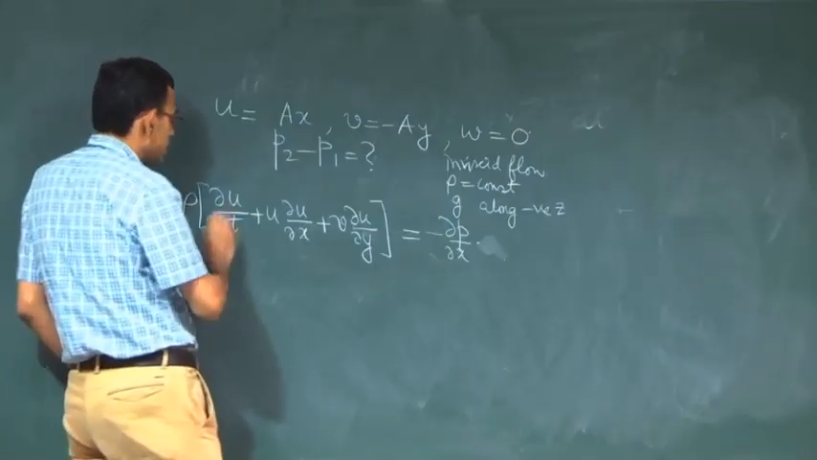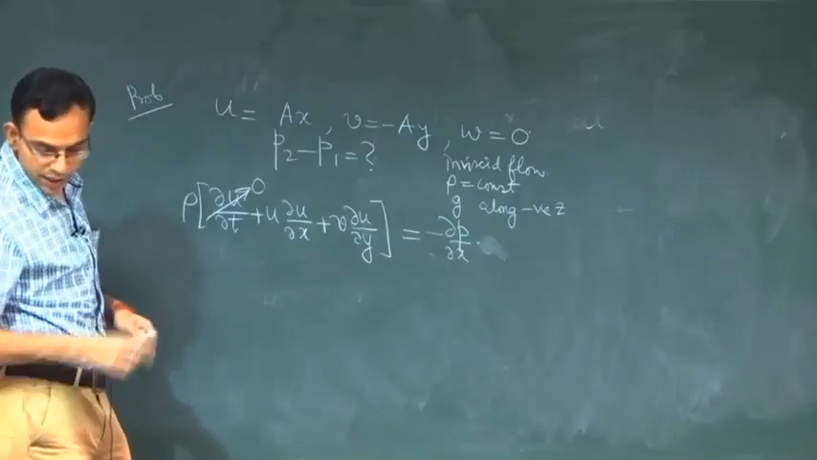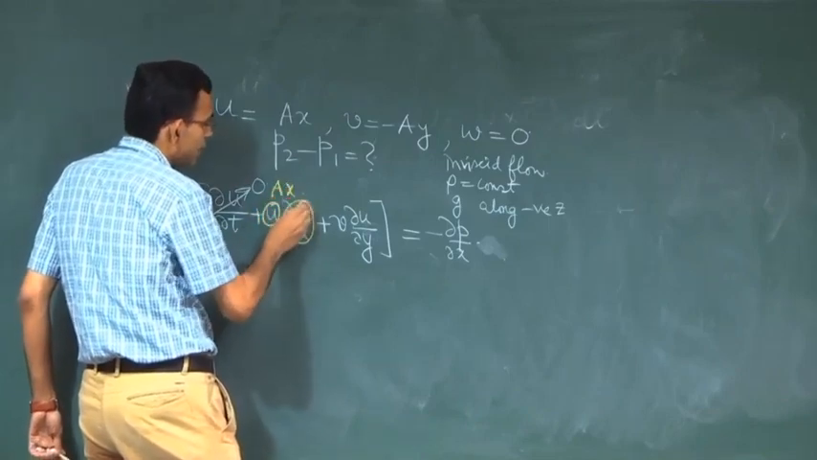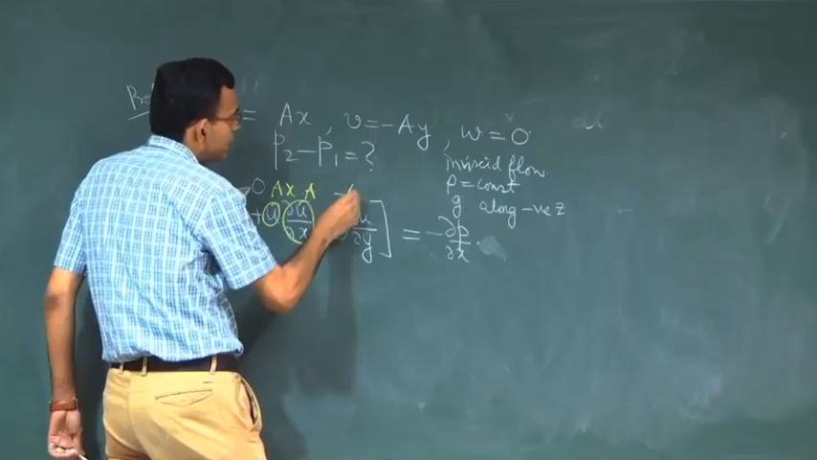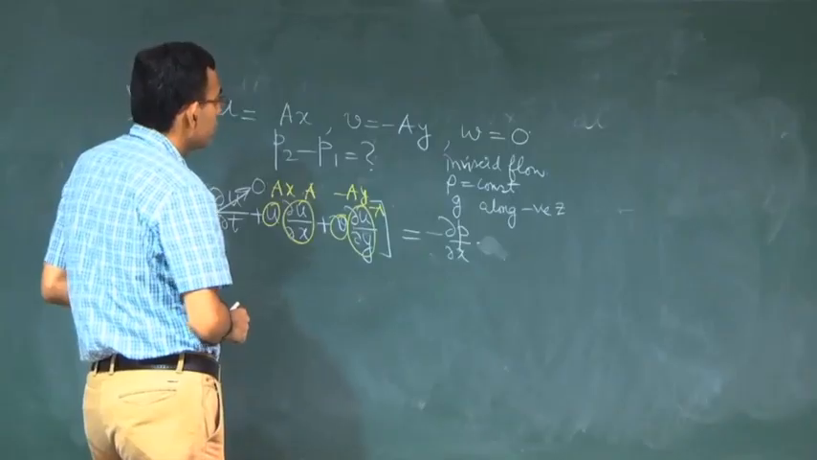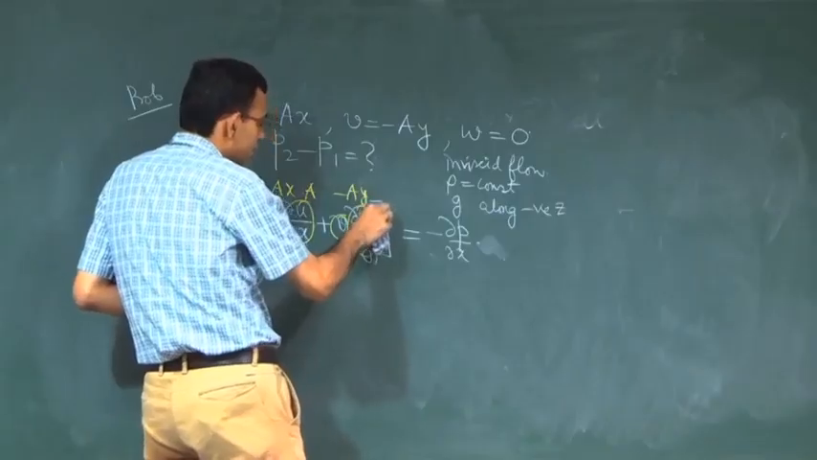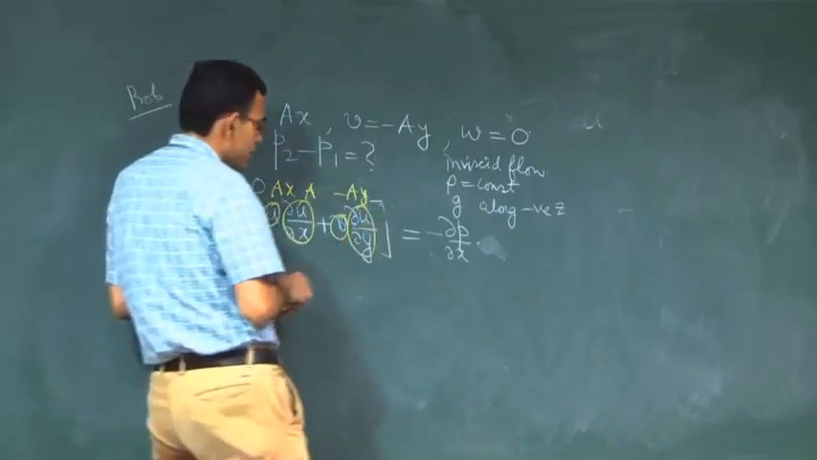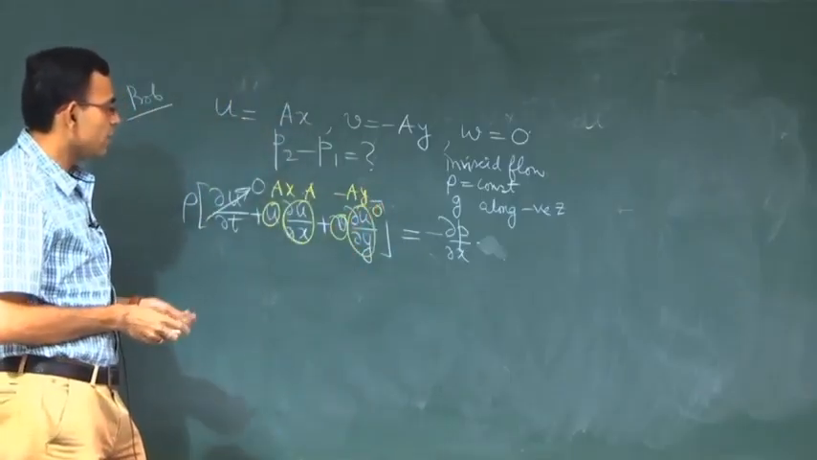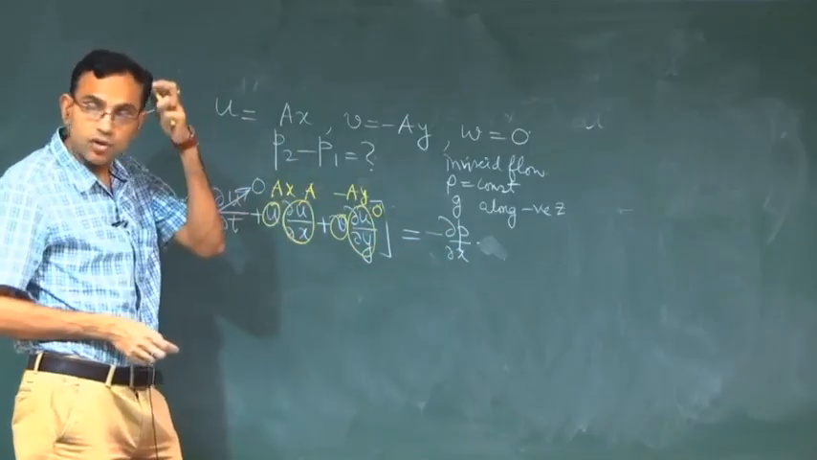Now, because it is steady flow, this is 0. These derivatives are so easy, we can quickly calculate. So, this is Ax, this is A, this is minus Ay, this is minus A. Oh, del y, sorry, very correct. I was mistakenly taking it as V. So, this is 0. So, you have this equal to rho A square x.